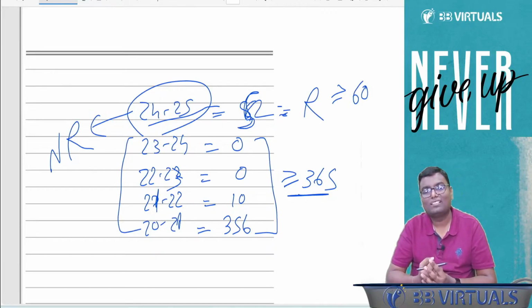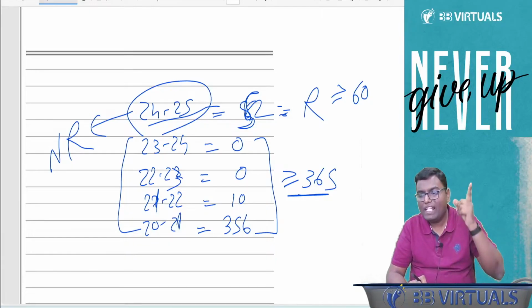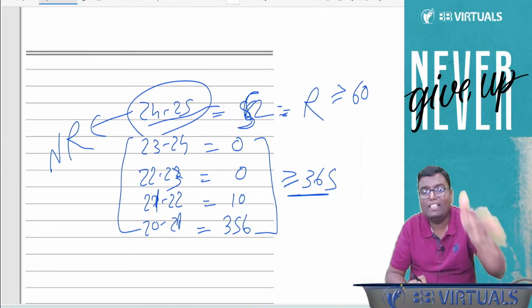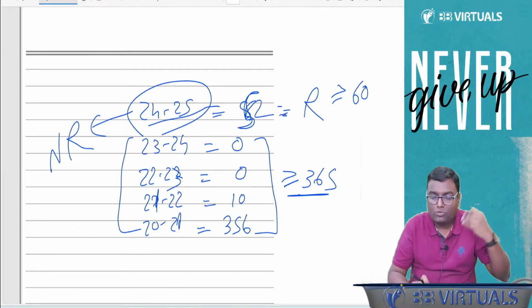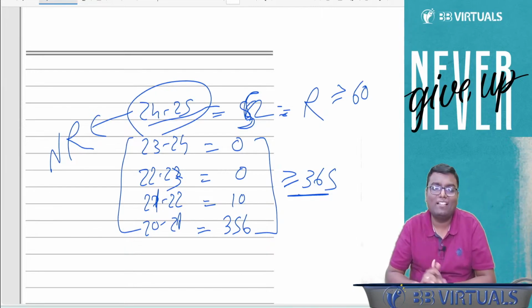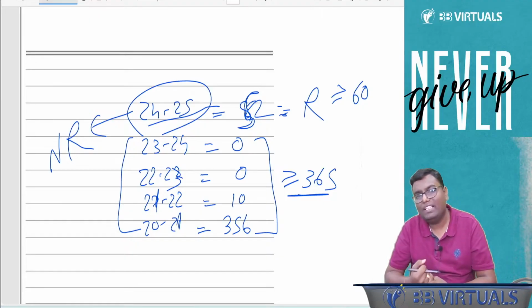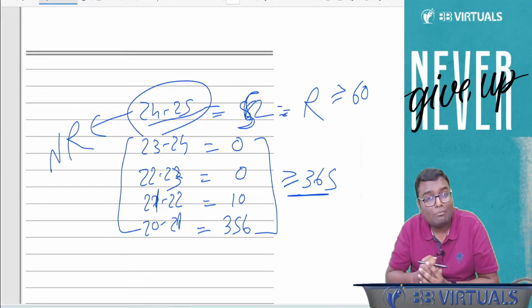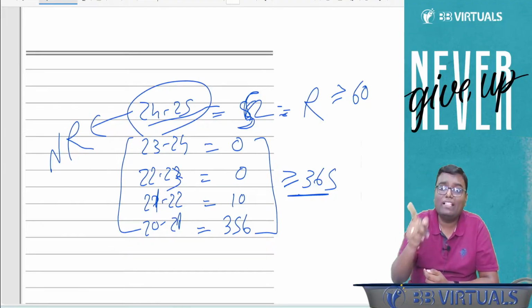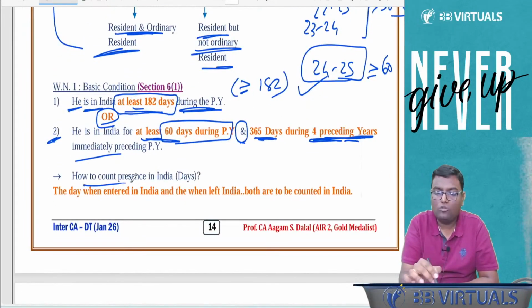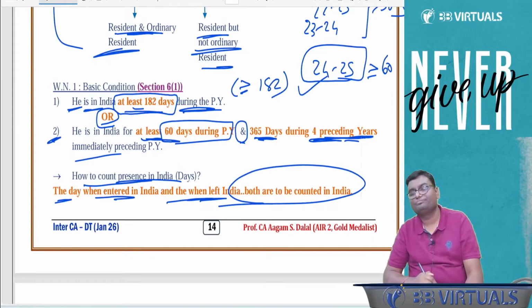The law is pretty clear. The day when you entered India, the day when you left India, both are completely to be counted in India. So in my first example, when I came to India exactly at 5 o'clock, still that entire day is in India. In the second example, I just came for 1 minute. Even that day is also to be counted in India. Yeah, I have written over here. How to count presence in India? The day when entered, the day when left, both are to be counted in India.